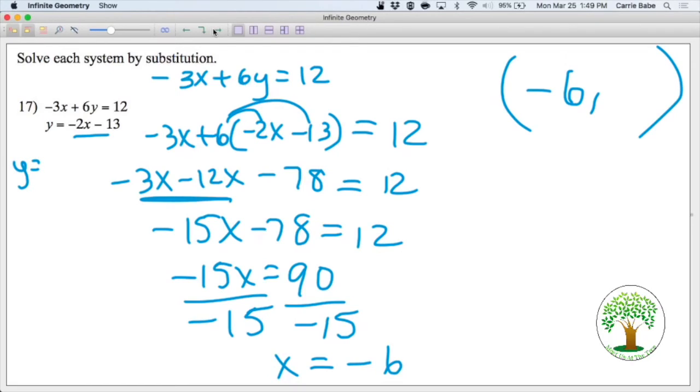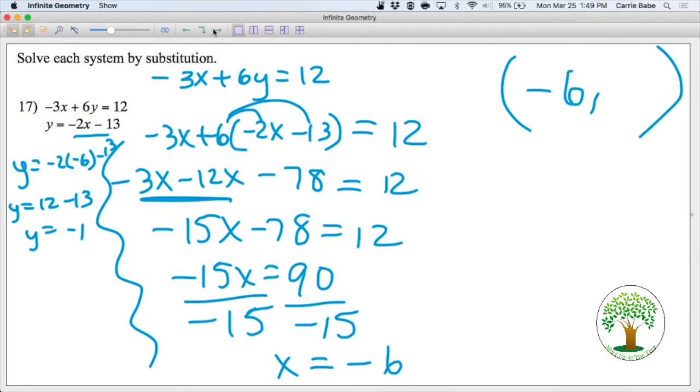y equals negative 2 times negative 6 minus 13. y equals 12 minus 13, and y equals negative 1. That's correct. Negative 6, negative 1. This is the point that if I plugged it into both of those equations, it would be true. If you graph those two, they would be lines, and it would be where the lines cross. You're going to need this stuff for when you do some of your geometry, so we're reviewing this and going to get you to be able to do this well before we jump on to that part.